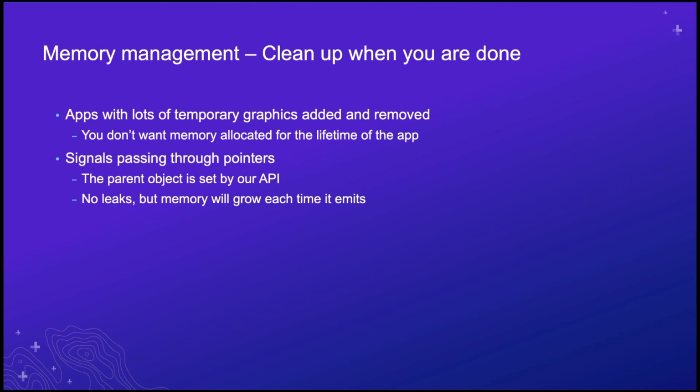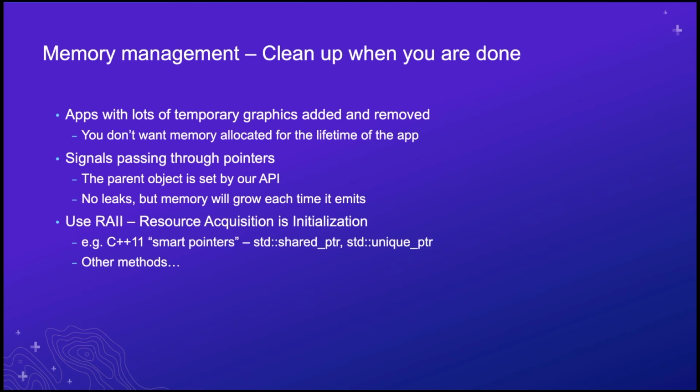Another case where you might need to clean up memory throughout the application lifecycle is when we pass signals through as pointers. Again, there is a parent object set by our API, so you don't have to worry about leaking. However, the memory will continue to grow each time it emits, and you may not want that. The solution is to use a technique called RAII, which stands for Resource Acquisition is Initialization.